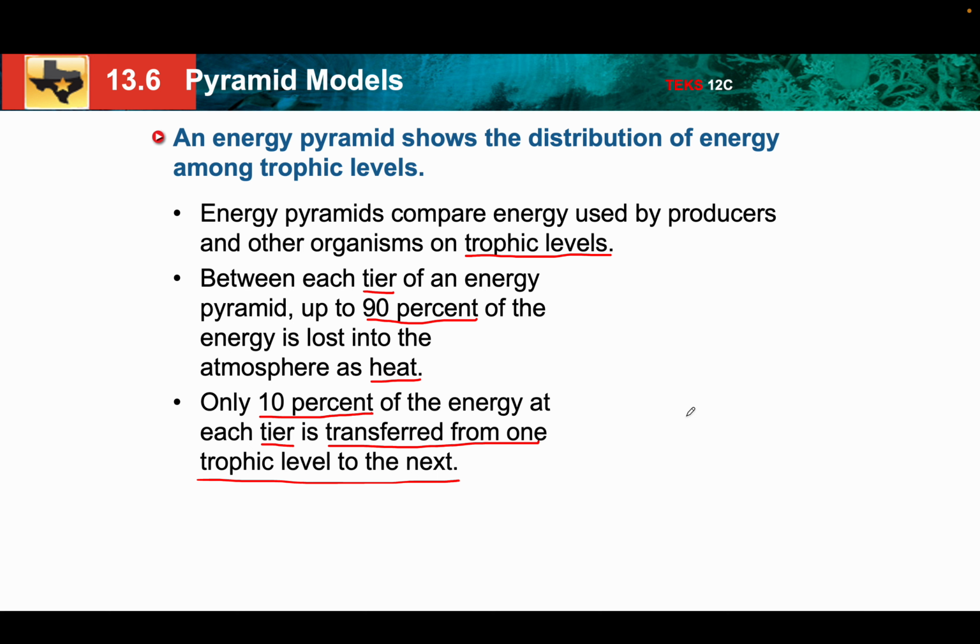So what that means is if my producers are at the bottom and my producers are making 1,000 joules of energy, only 10% of that is going to go up to my primary consumers. So we take 100, we divide it by 10, and we move it up. So 10 joules of energy go up to our primary consumers.